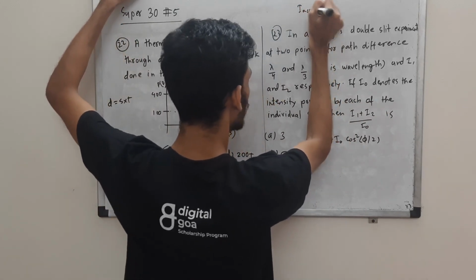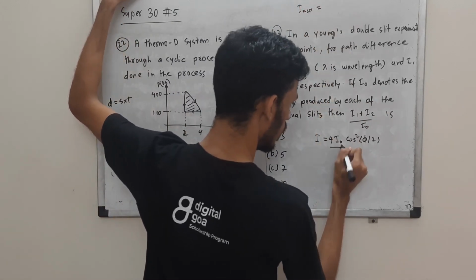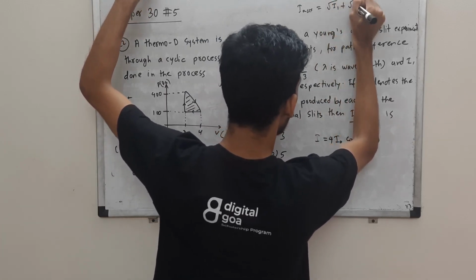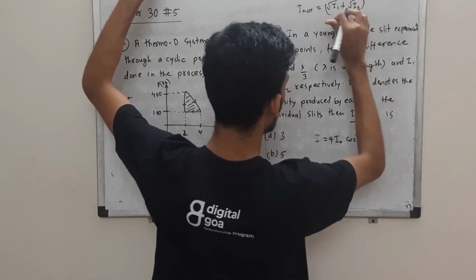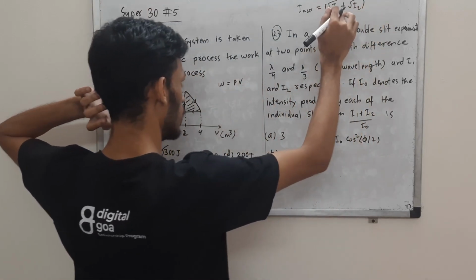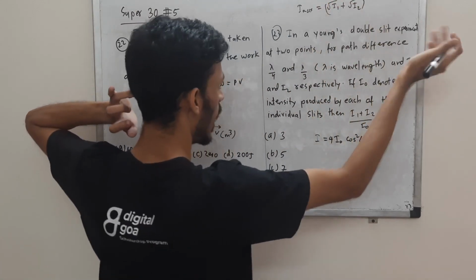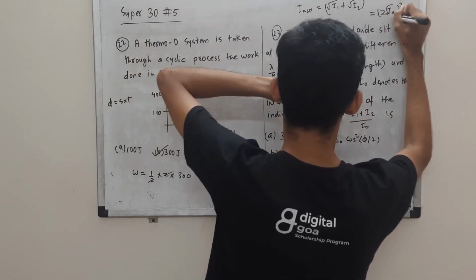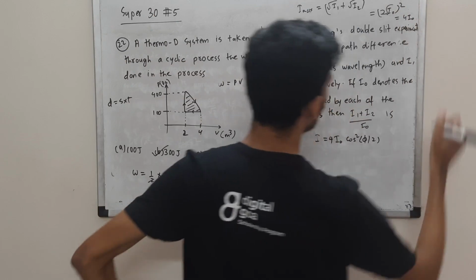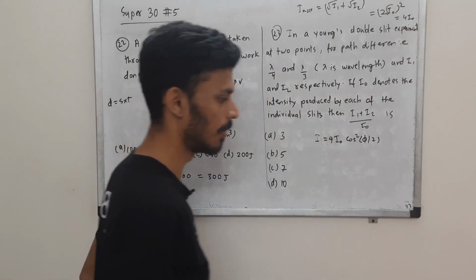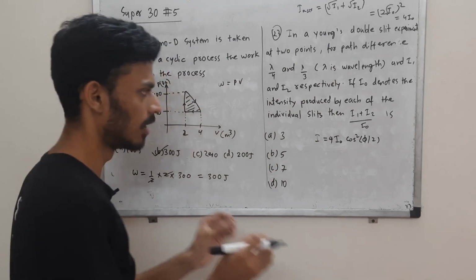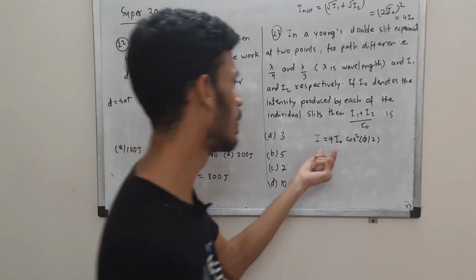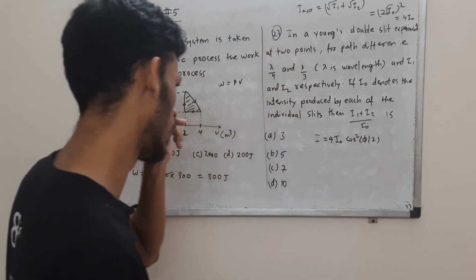Imax is given as under root of I1 plus under root of I2, the whole square. Each one is I0, so under root I0 plus under root I0 gives 2 times under root I0, and that squared gives us 4 I0. So 4 I0 is the maximum intensity at the central bright spot, you can say. At the other points it will depend upon the phase difference.